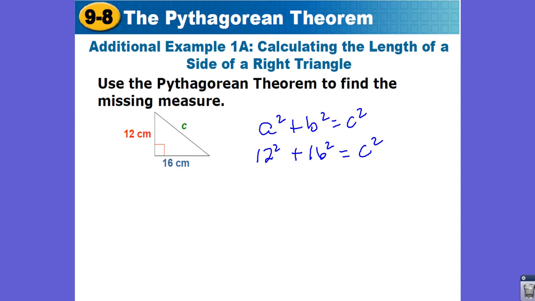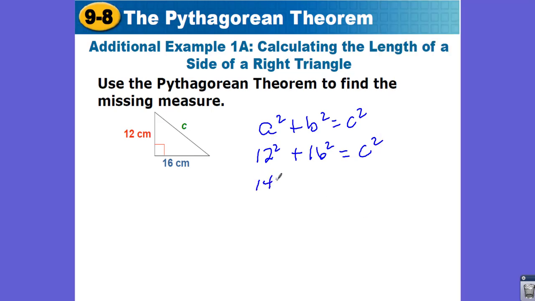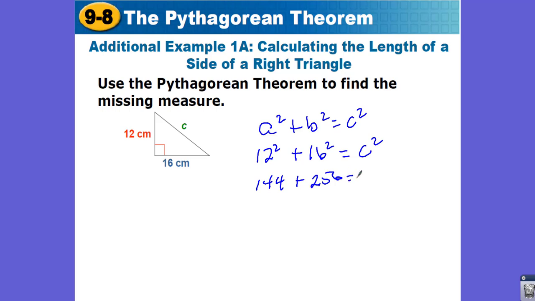So we take our calculator and we do 12 times 12, or 12 squared, whichever way you want to do that, and we end up with 144. Now we do the same thing with 16. We do 16 times 16, and we end up with 256. And that is equal to c squared. Now we add these two numbers together, which gives us 400, which equals c squared.